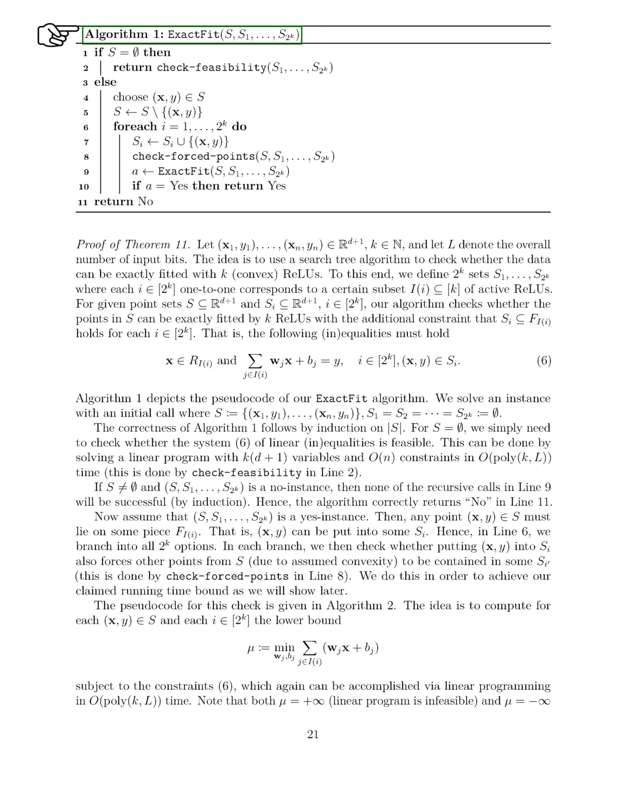We use a search tree algorithm to check whether the data can be exactly fitted with k convex ReLUs. We define 2^k sets where each set corresponds to a certain subset of active ReLUs. For given point sets, our algorithm checks whether the points can be exactly fitted by k ReLUs with the additional constraint that each set is a subset of the piece corresponding to its active ReLUs. The correctness of our algorithm follows by induction on the number of points.